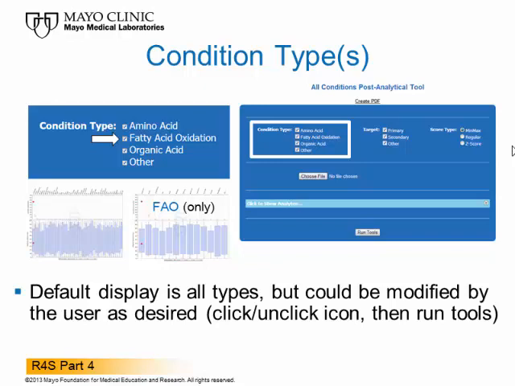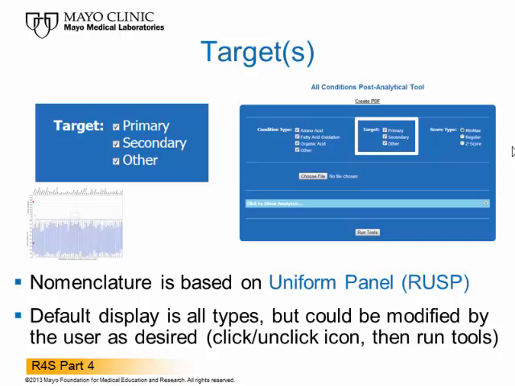The distinction between primary and secondary targets is based on the Recommended Uniform Screening Panel, or RUSP. It was established in 2006 by an expert panel assembled by the American College of Medical Genetics with funding from HRSA, the same agency that funded the R4S project. In the following years, this panel was first reviewed and approved by the Health and Human Services Secretary Advisory Committee on Inheritable Disorders in Newborns and Children.